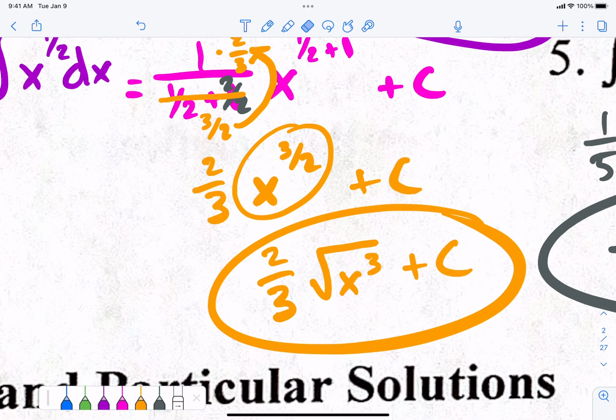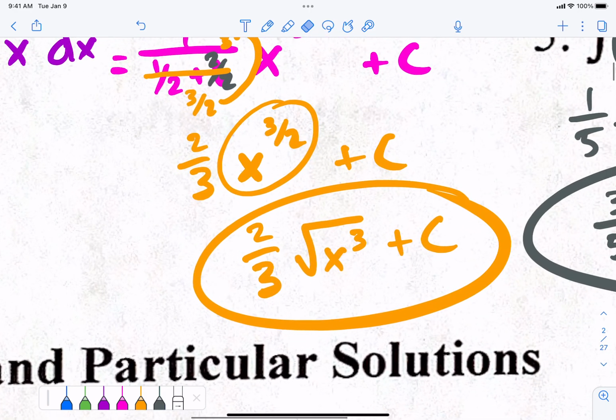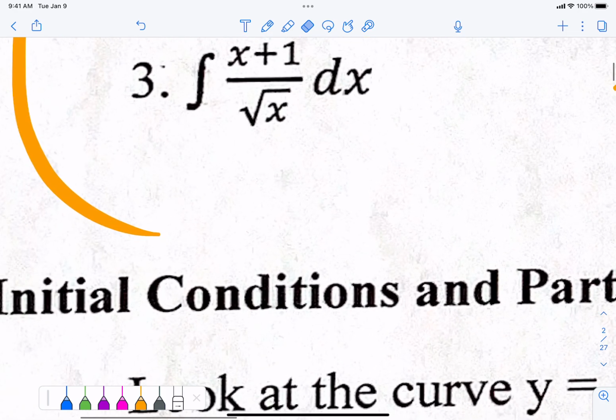We'll see if I did my homework. All right. Here we go. Let's do the last one. This is more practice with the fractional exponents. Okay, here we go. You ready for this one?